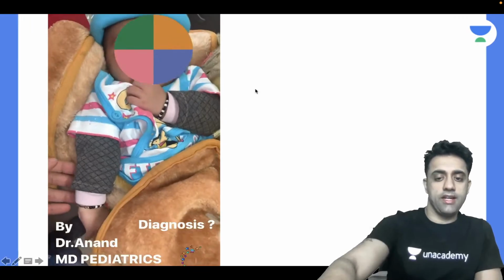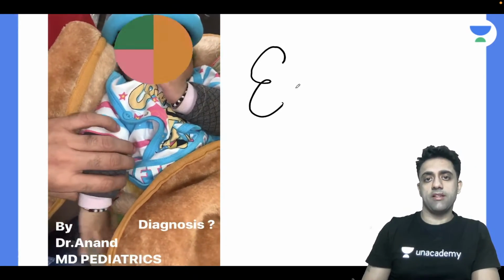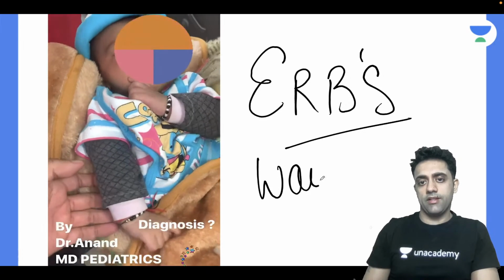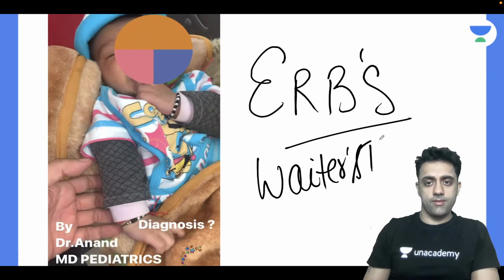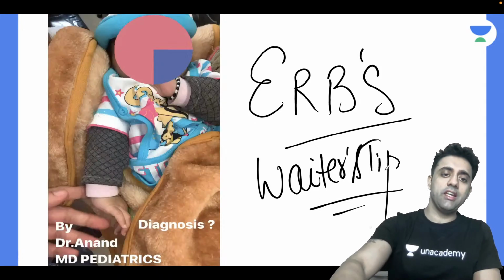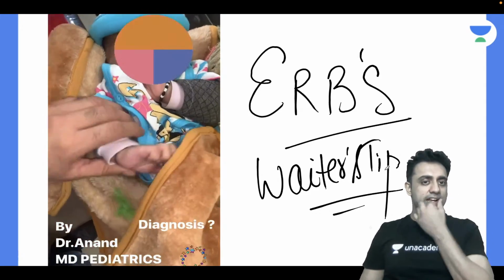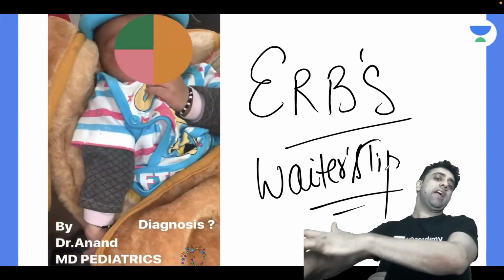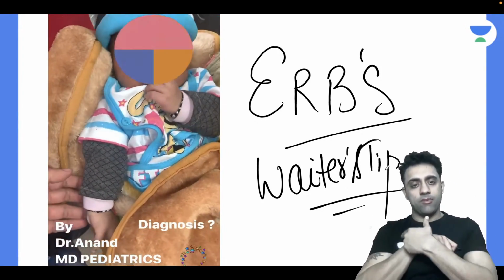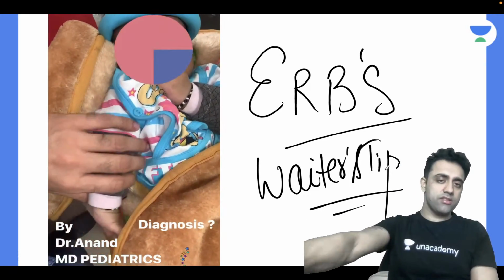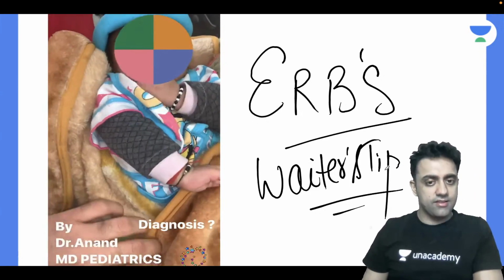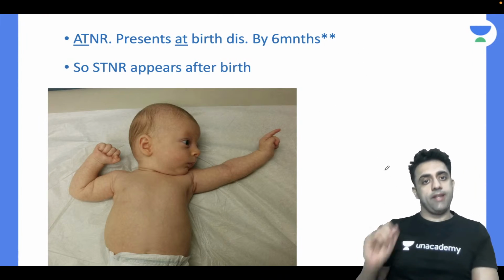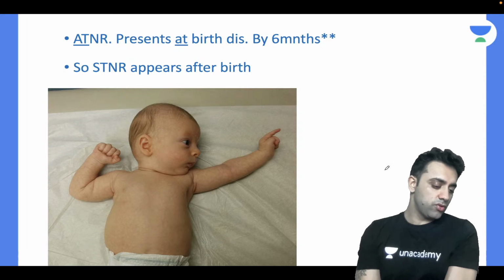Yes, it's a case of Erb's palsy, or you can say waiter's tip. How do we know? Can you see, one hand of the baby is normal, he is sucking it, but the other hand is down. I was trying to put his hand back up, but again his hand was down. That is known as waiter's tip or Erb's palsy.